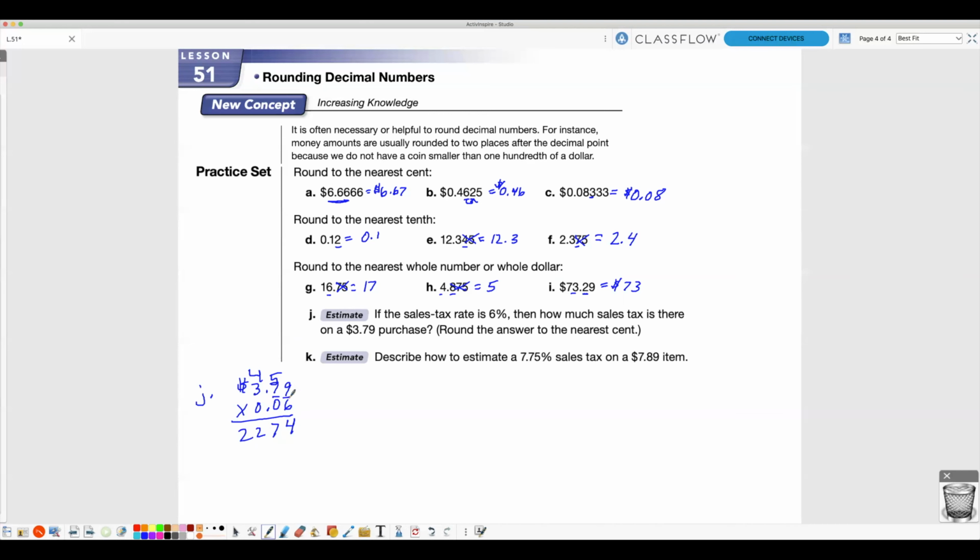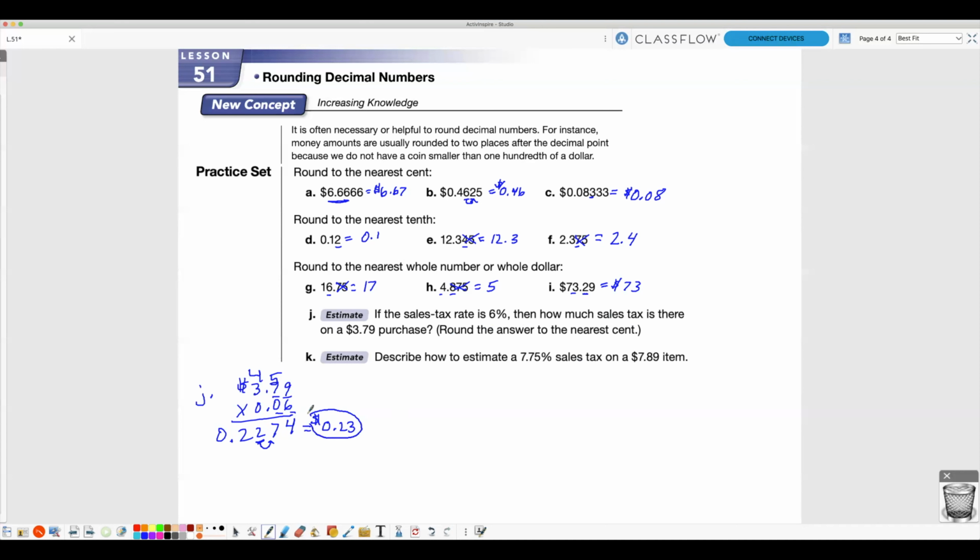And then I count the decimal places, so that would be where the decimal would be on this answer. And I need to recognize I need to round it to the nearest penny, and this 7 right here makes this turn into a 2. So the taxes on this would be 23 cents because this is a 7 following it. It says round to the nearest cent. So your tax for letter J would be 23 cents.